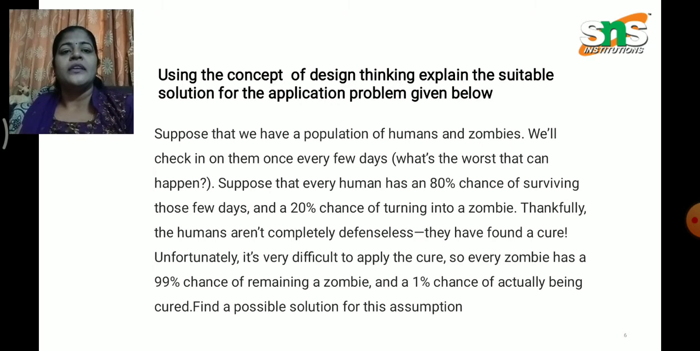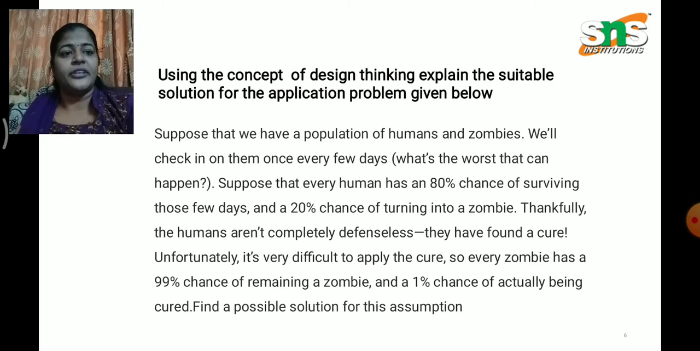Suppose that we have a population of humans and zombies. We'll check in on them every few days. What is the worst that can happen? Suppose that every human has an 80% chance of surviving those few days and a 20% chance of turning into a zombie. Thankfully, the humans aren't completely defenseless.